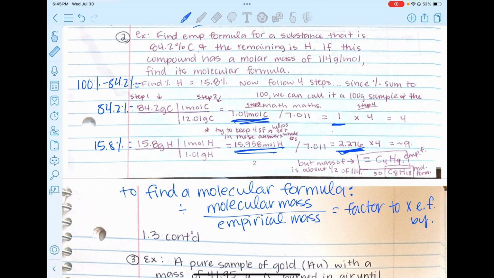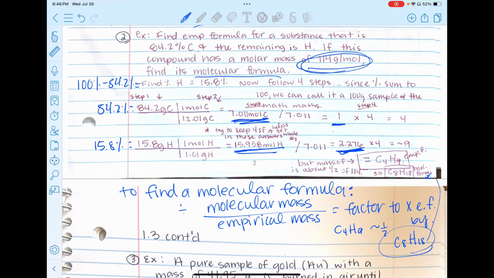Well, it told us up here, in our original problem, that the mass of the molecular formula is 114 grams per mole. Well, if I find the molar mass of the C4H9, it comes out to be just about half of 114, right, just about half. So what that tells me when I divide those numbers is that I need to multiply these numbers by 2 in order to get our molecular formula. So therefore, I'm going to multiply C4H9 by 2, so I get C8H18, which is what you see here, and that's how I determined that.